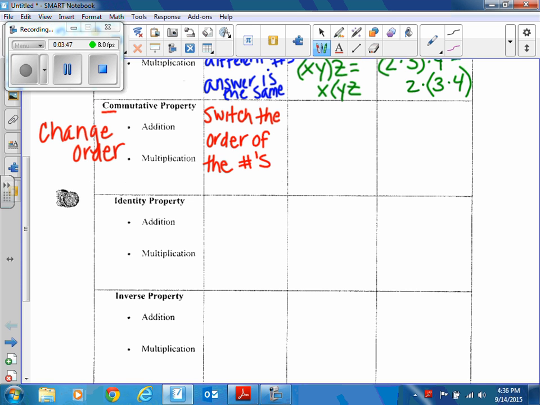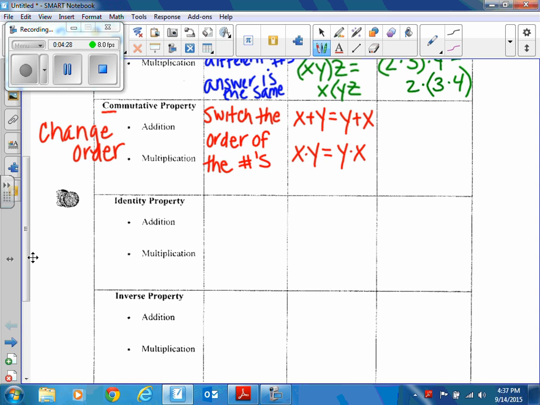So let's look at a variable example. If we have x plus y, on the other side, we would have y plus x. Okay? And same thing with multiplication. x times y is going to be equal to y times x. We're switching or changing the order, CO. Another way I like to think about the commutative property is when you commute to school, or I commute to school for work, I'm going from one place to another. I'm switching places. So that's another way that helps to think about the commutative property. That you're switching the order of the numbers or the variables in this case.